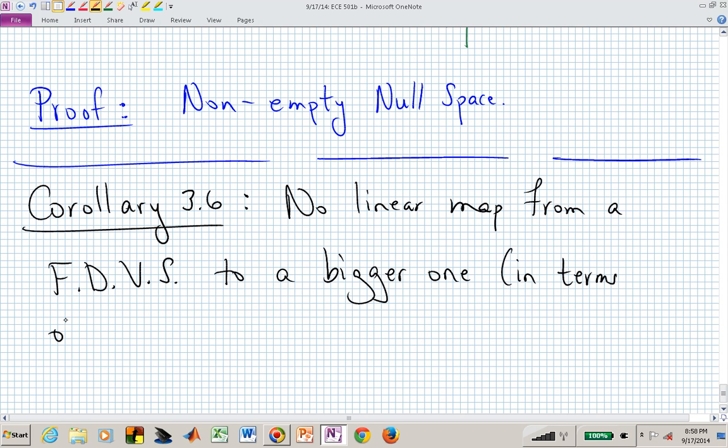In terms of the dimension of those vector spaces, there's no way that we can actually cover or be onto the codomain. So no linear map can be surjective if it's going from a small domain into a bigger codomain.